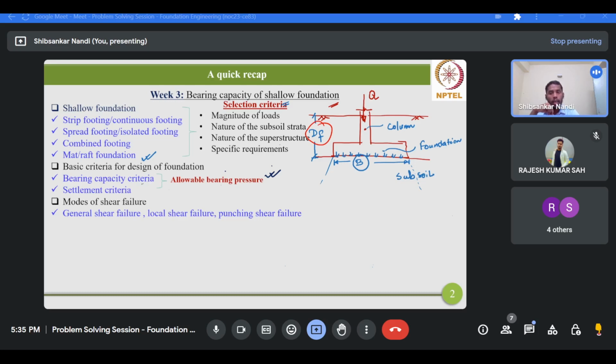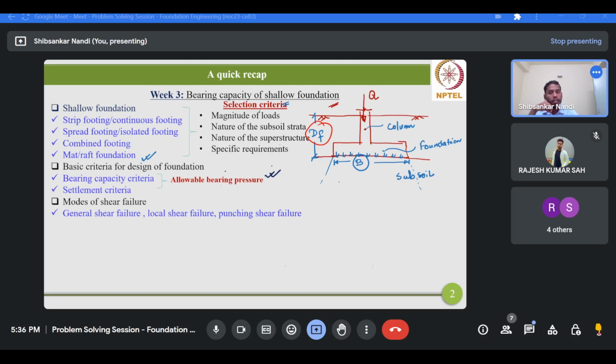Now under this bearing capacity criteria, when the load is coming from the superstructure, the underlying soil, the subsoil, can fail in shear in these modes. The first one is the general shear, the next one is the local shear, and the last one is the punching shear. By this time all of you know how this mode of failure is defined, because it is defined based on some typical features or characteristics of the load settlement behavior of the underlying soil.